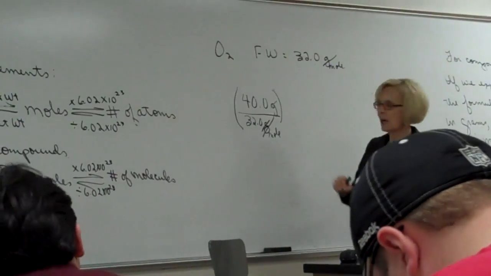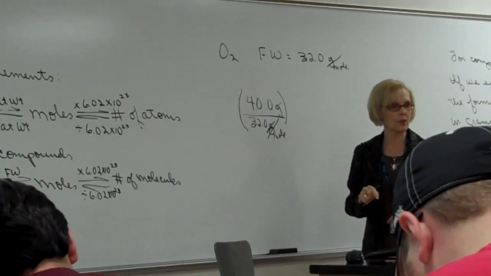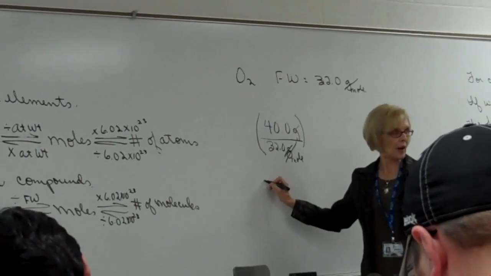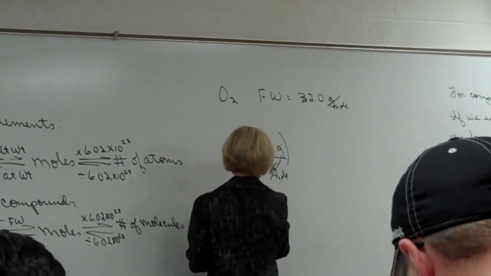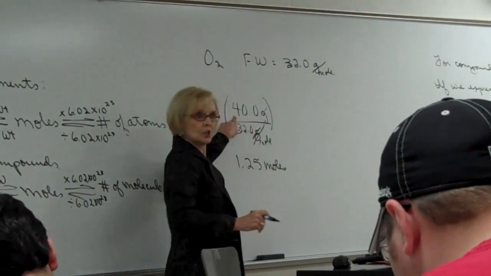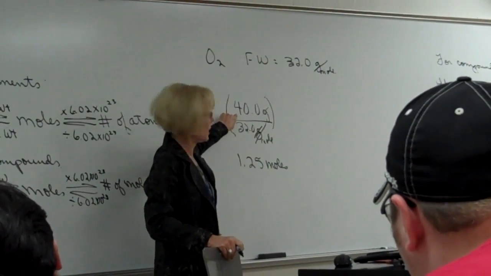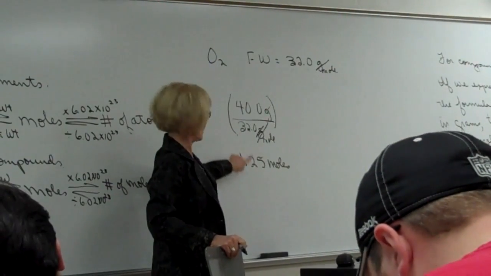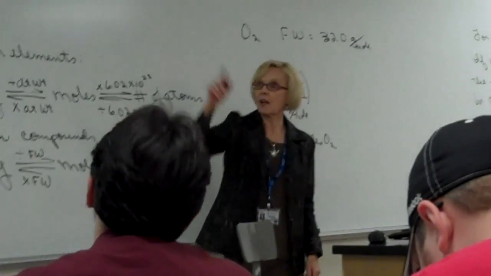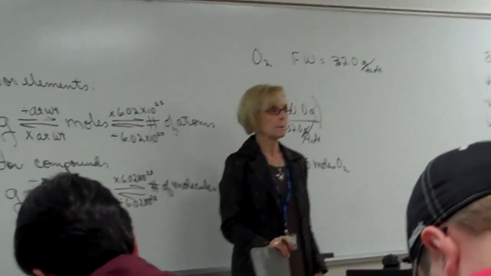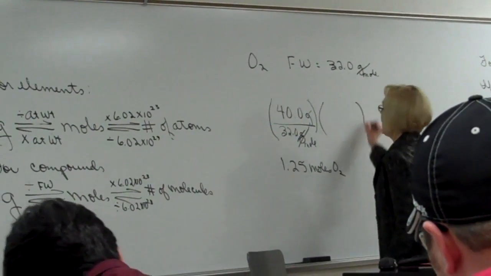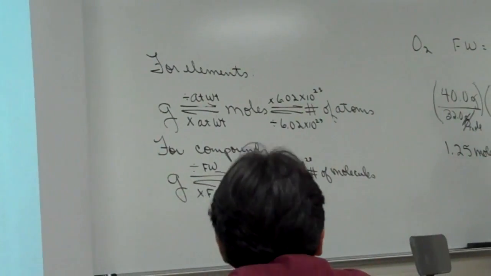So gram and gram cancel, and moles come around on the top. Just for grins, let's get an answer right here. Alex, what did you get for moles? 1.25. 1.25 moles. Good. She hung on to sig figs, because this one had 3, and we made that one have 3, therefore our answer has 3, and that's moles of O2. That gave us our first answer. Everybody with us?